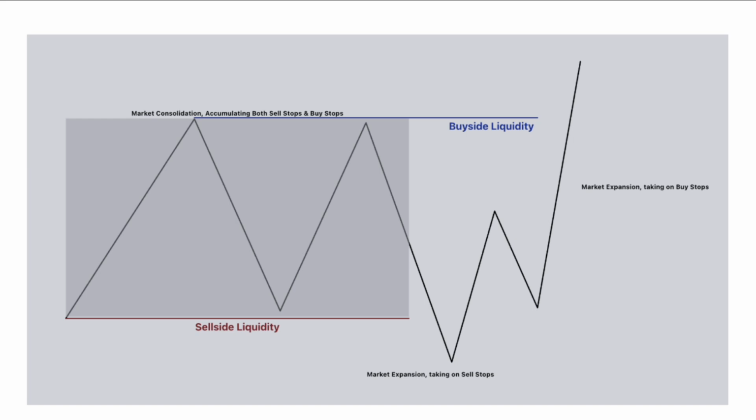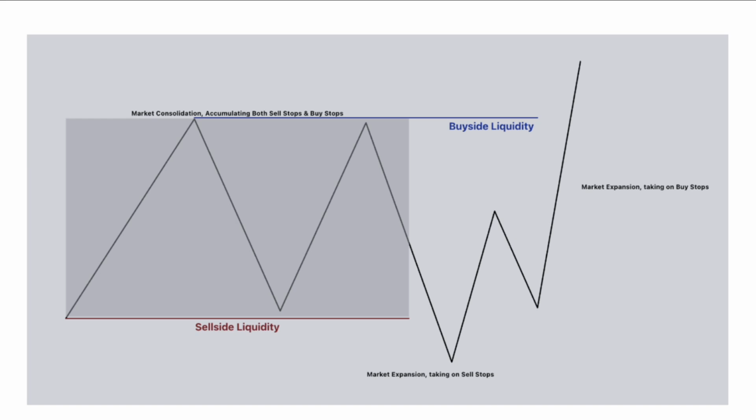So what we have right here, instead of the gray rectangle, is a market consolidation where the market both accumulates buy stops and sell stops. So when the market is consolidating, there's no such thing as the market not doing anything. It is just consolidating to accumulate orders both on the buy side of the market and the sell side.